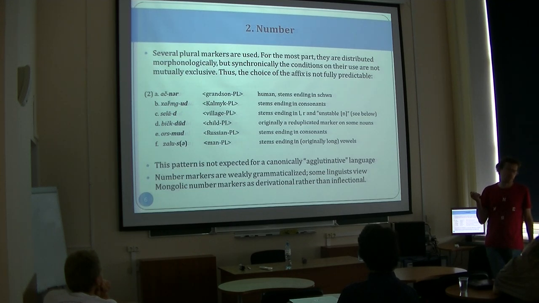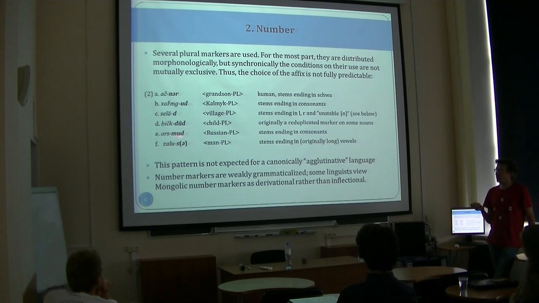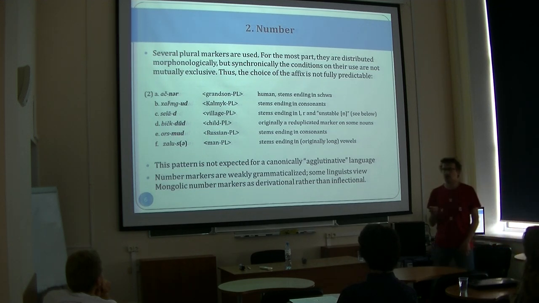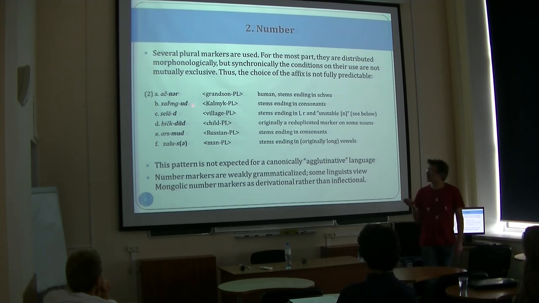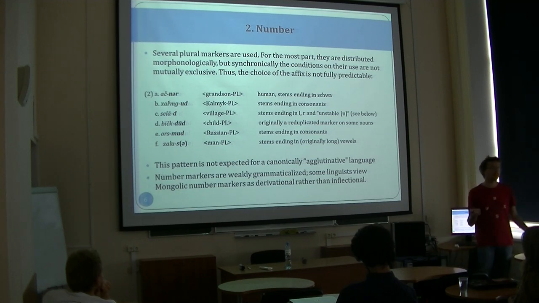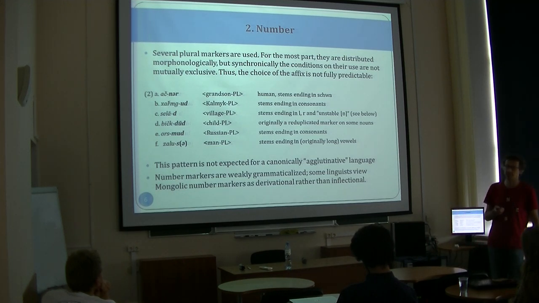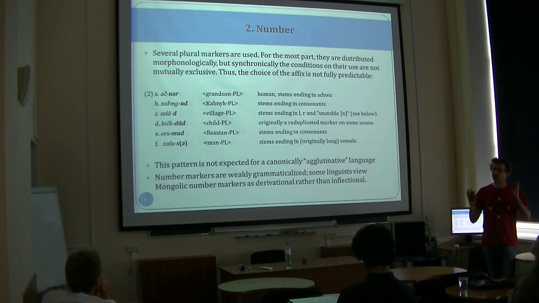hiatus is not possible in Kalmyk. So, well, it's expected that something like ud cannot be attached to a stem ending in a vowel. And this is indeed a rectification, but otherwise they are probably derived from originally different sources. So nir and mud and sir, well, definitely don't have anything in common, and maybe they just got conflated into something like a category, but not entirely a category in modern Kalmyk.